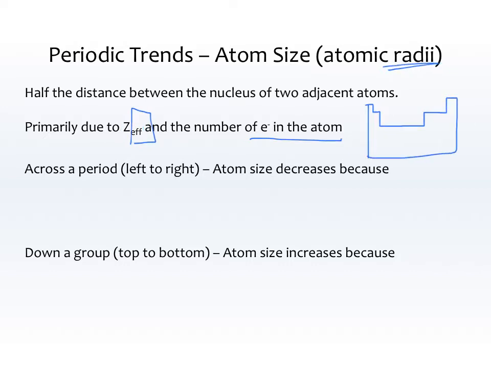So as we go across the period from left to right, atom size decreases. In other words, argon is smaller than sodium, even though they're both in the third period. And so that is because within the same energy level, protons are being added to the nucleus. So electrons are drawn closer to the nucleus.